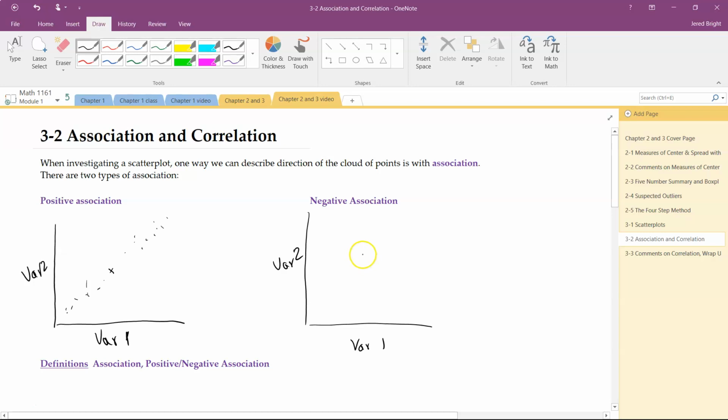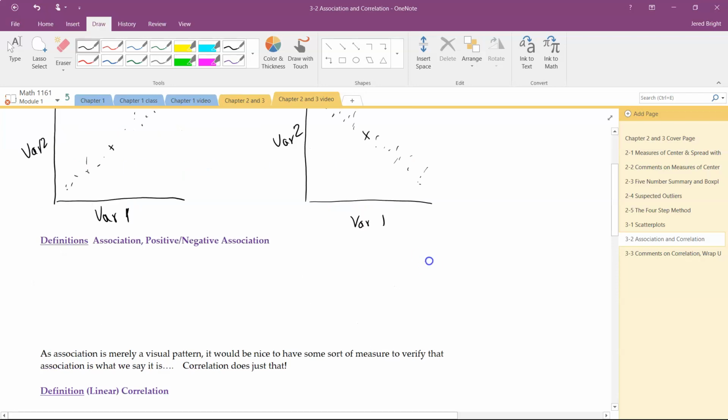Negative association, on the other hand, visually looks like a line with a negative slope if we were to draw a line through it. But again, formally, negative association is if we have higher values than the average of one variable, the other variable gets lower values than the average of the second variable. So here we would have higher than average values of variable 1, but that would correspond to lower than average values of variable 2. Okay, so that's the formal definition of negative association. So you can capture those here.